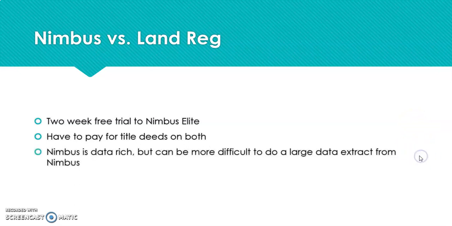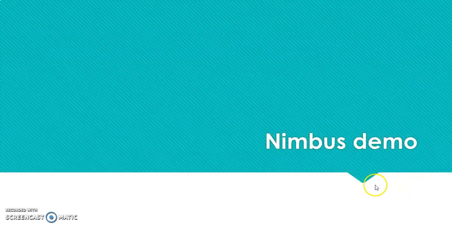One thing I will say though is Nimbus is very data rich. There's lots of different cuts of data on there, and I can give you a demo of that in a minute. But what I found is it can be more difficult to do a large data extract from Nimbus. I only seem to be able to pull out a few hundred rows at a time. Be interested to find out if other people have got the same experience on that. So let's give you a quick demo on Nimbus Maps.